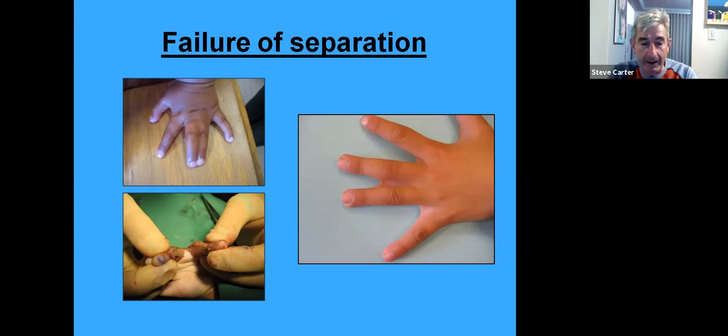Some of the issues we have: you've got to position the web space in the correct position. It can't be too distal, it can't be too proximal. Design your flap properly, no tension on that skin, skin graft, and that's really the key. The problems with syndactyly are web creep, so they tend to reform, and a bad web space. So we're quite often doing revisions of these from elsewhere.